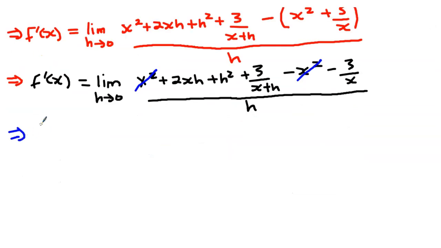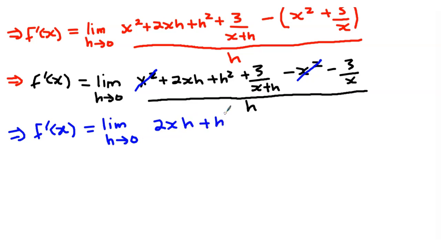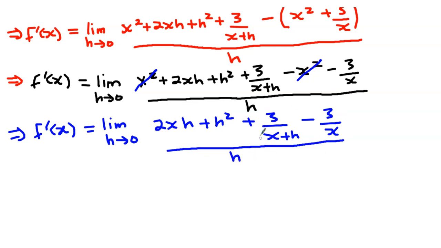This implies that the derivative of f of x is equal to the limit as h tends to 0 of 2xh plus h squared plus 3 on x plus h minus 3 on x, all over h. So here we see the two fractions with two different denominators. Let's bring them closer and see the outcome.